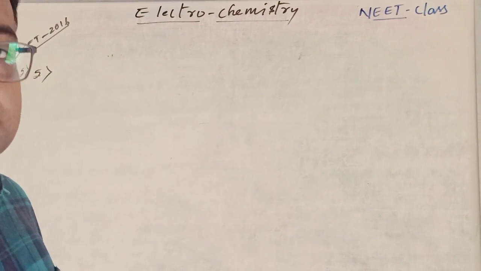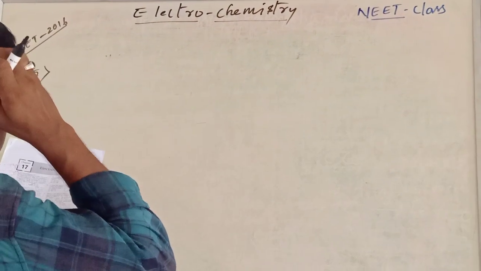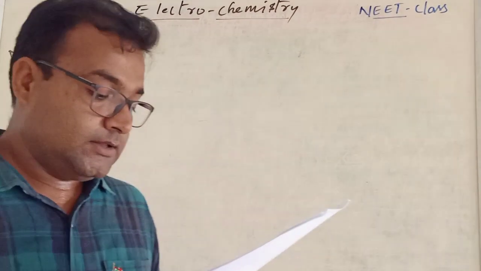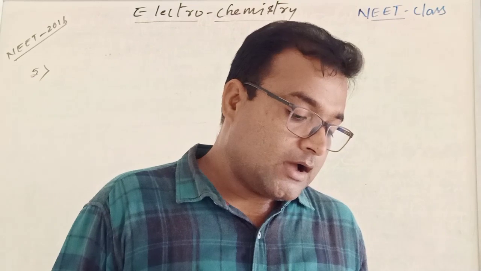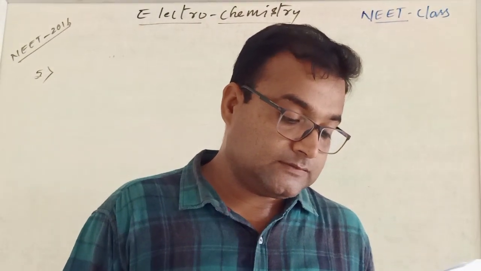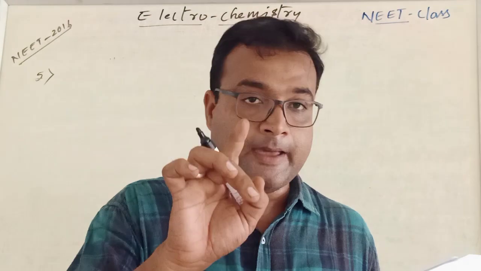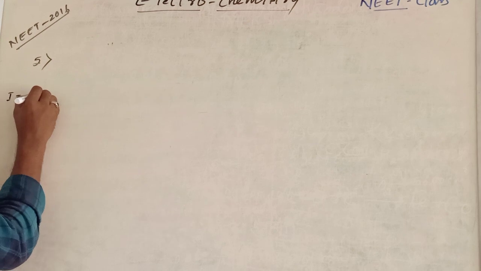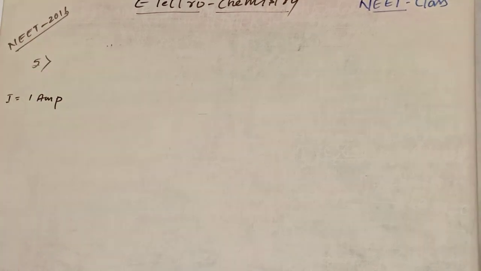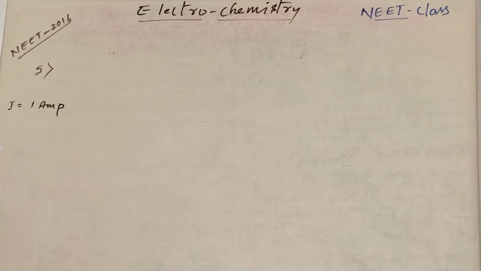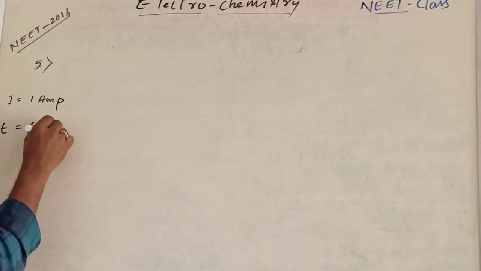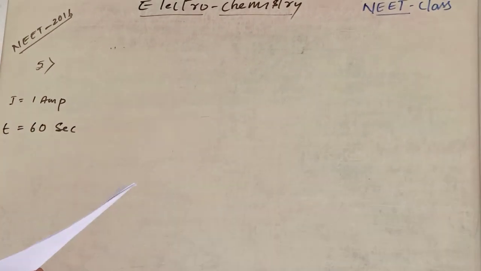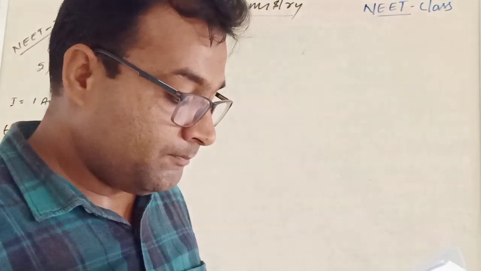And see the question: the number of electrons delivered at the cathode during the electrolysis by a current of 1 ampere in 60 seconds. So current strength is given, I is equal to 1 amp, and time is also given, t is equal to 60 seconds. Charge is also given. Generally we don't want the charge, but still it is given, no problem.